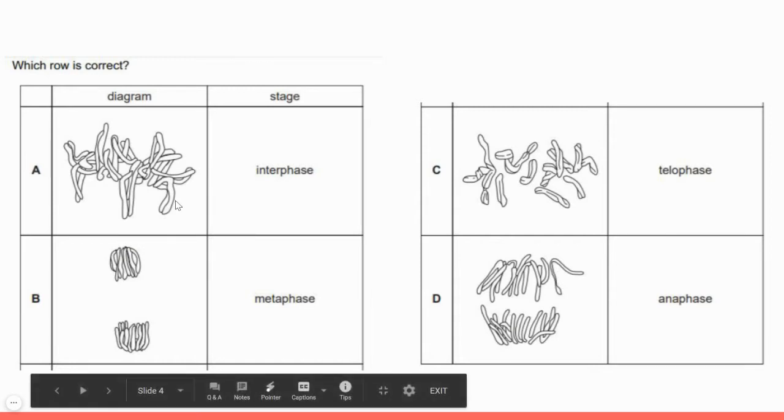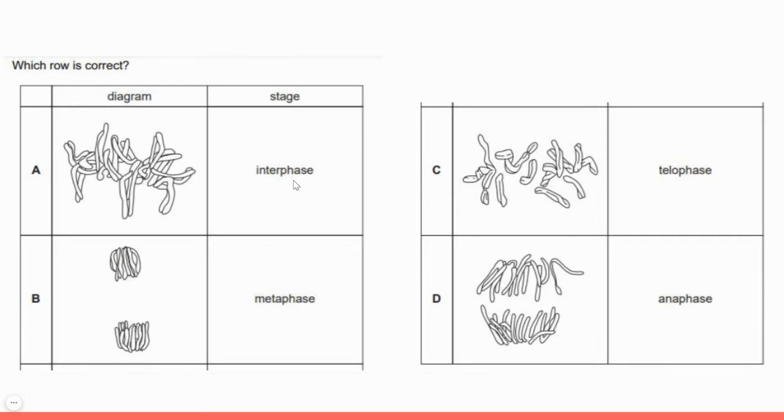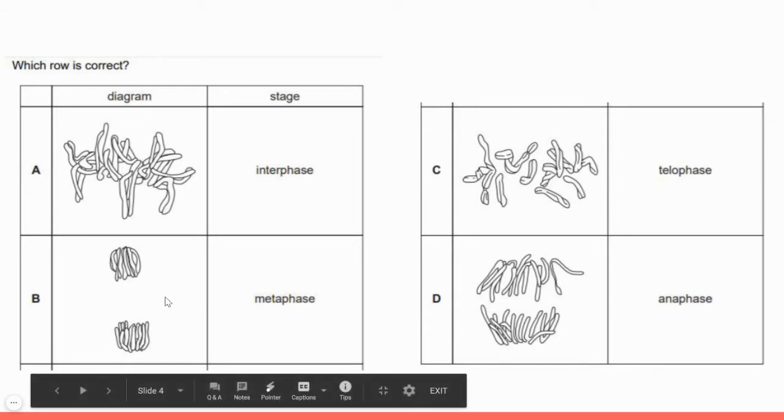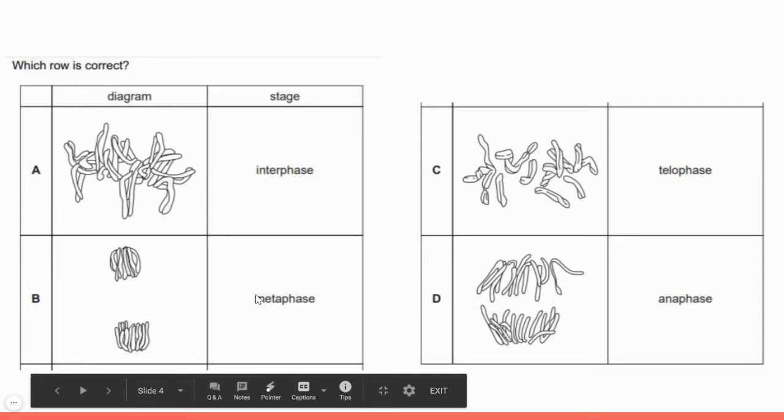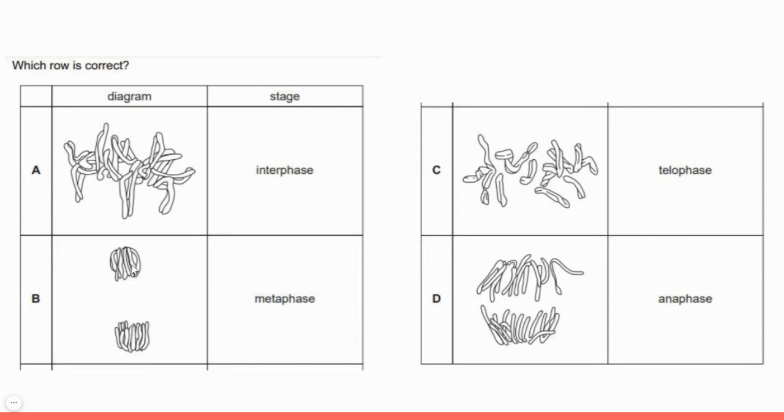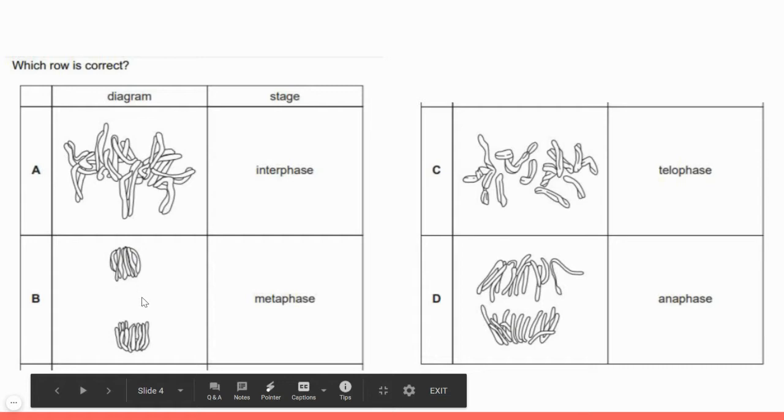If I look at A, I know that at interphase, the genetic material is in a loose and relaxed form called chromatin, and definitely not like this, because this is when the chromatin has condensed and formed chromosomes. This is definitely not metaphase, that is option B, because at metaphase the chromosomes are at the equator of the cell, but here we can see the chromosomes have moved to opposite poles. So this is actually anaphase.